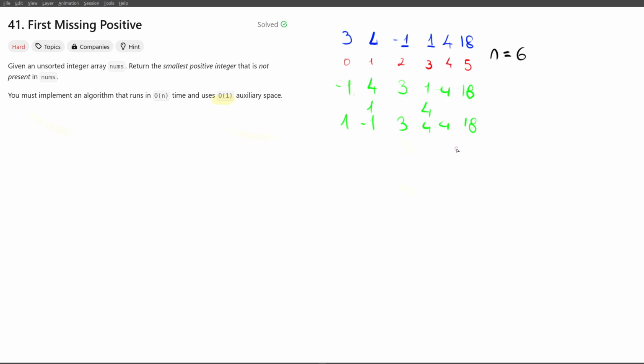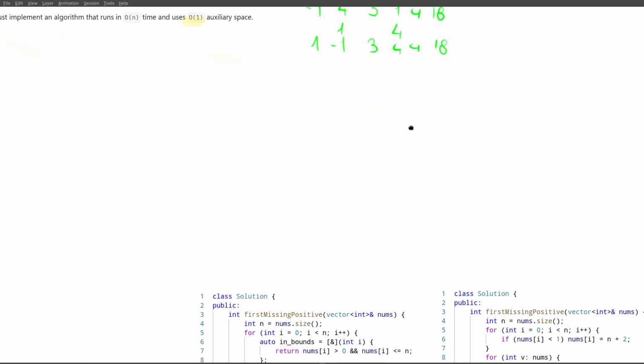And now, of course, notice what happened. The first position that does not have its corresponding number is our answer. So it's position 1, 1 plus 1 is equal to 2, so 2 is the correct answer. And now finally, let's see both of these algorithms in action. Well, let's see their codes at least.